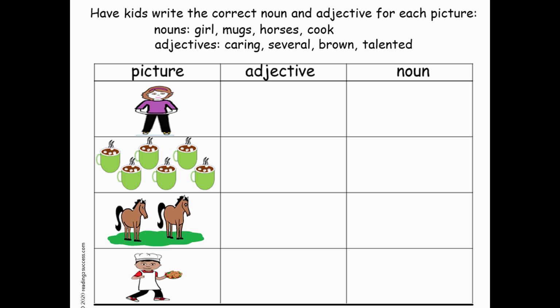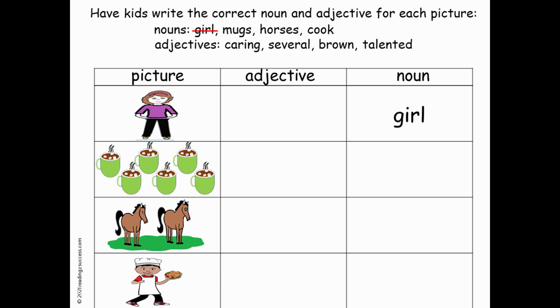In this activity, have kids write the correct noun and adjective for each picture. The choices for nouns are girl, mugs, horses, and cook. The choices for adjectives are caring, several, brown, and talented. Begin by having kids write the noun that the picture is. The first one is girl. Now ask, what kind of girl is she? And the correct answer is the adjective caring, a caring girl.